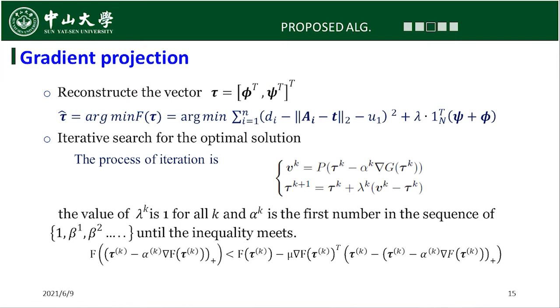With the help of gradient projection method, reconstruct the vector and make iteration search for the optimal solution. The iterative process is shown in the formula. The value of the lambda_k is 1 for all k, and f_k is the first number in the sequence until inequality meets.